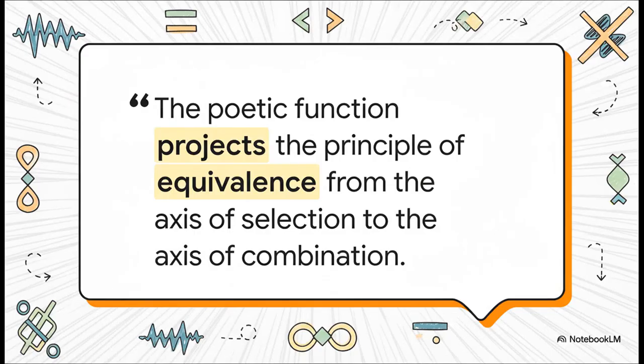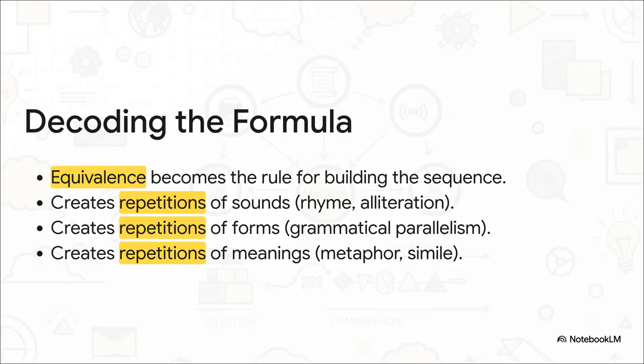And that brings us here. This is the formula. The poetic function projects the principle of equivalence from the axis of selection to the axis of combination. Okay, I know that sounds incredibly dense, like something out of a physics textbook, right? But stick with me, because what it actually means is pretty mind-blowing and surprisingly simple. So what on earth is he saying?